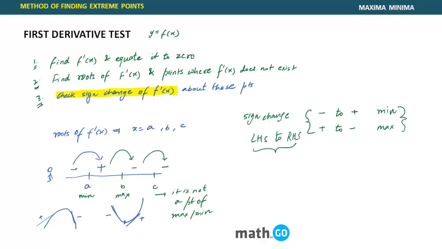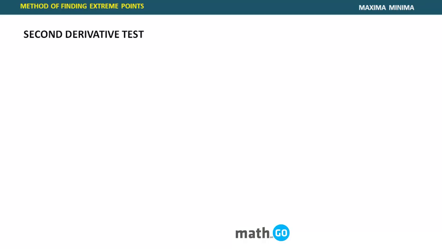Let's take the other rule. The other rule is the second derivative test, which is almost similar: the first two steps are equal. Find f dash x, equate it to 0, and find roots here. The third step is now, rather than checking the sign, we will find f double dash x. And the fourth step will be to check the sign of f double dash x at the roots of f dash x.